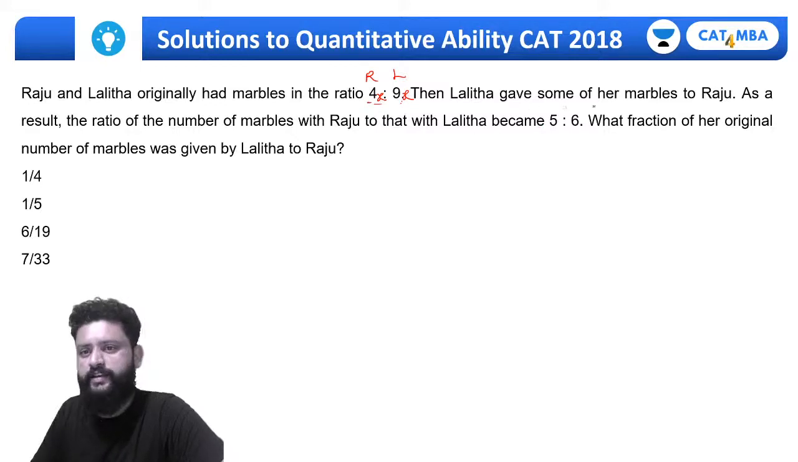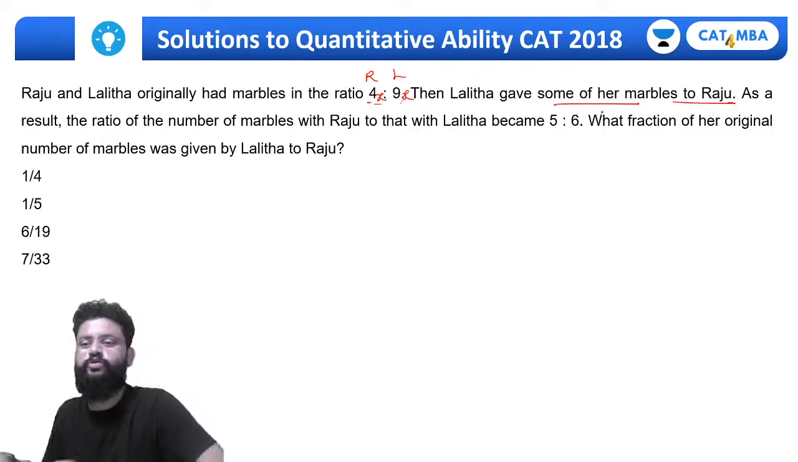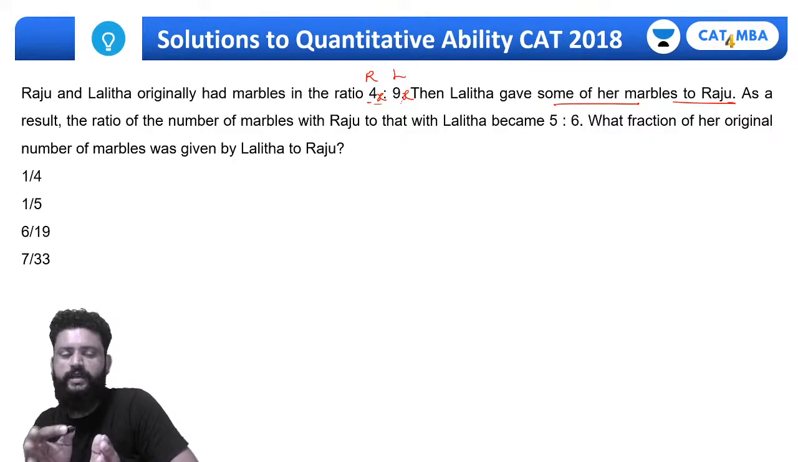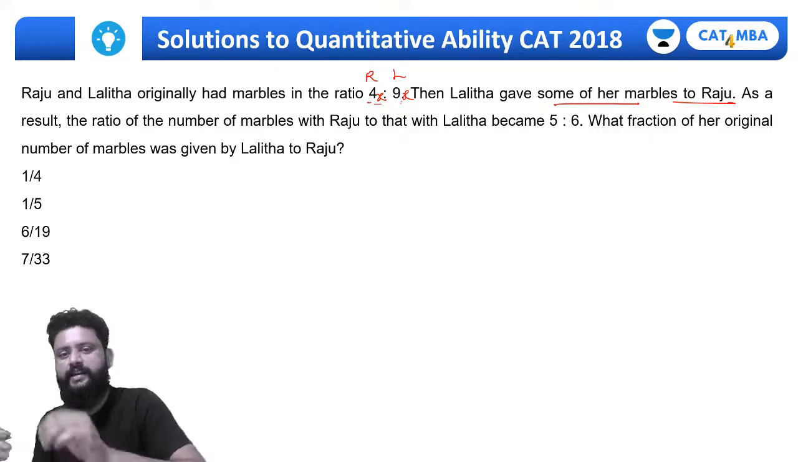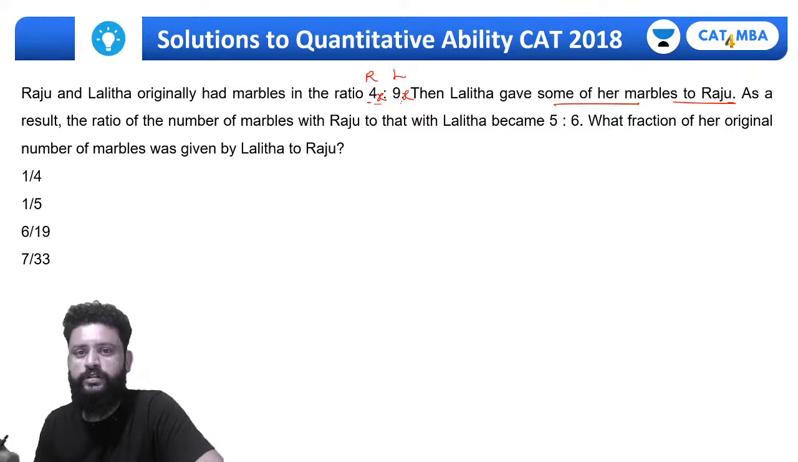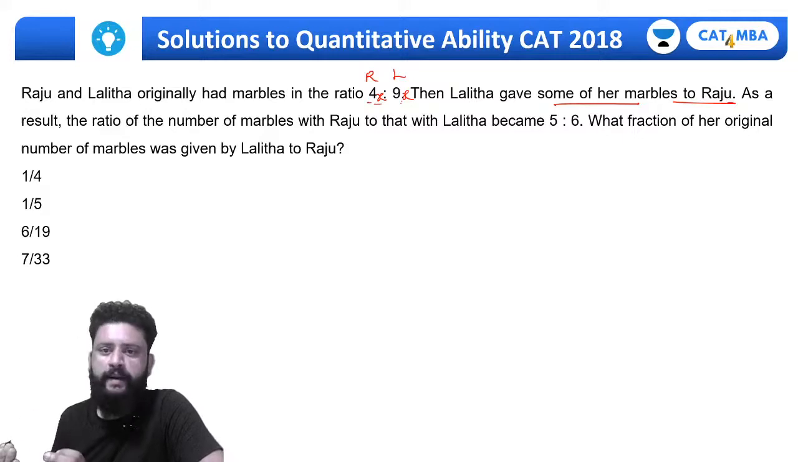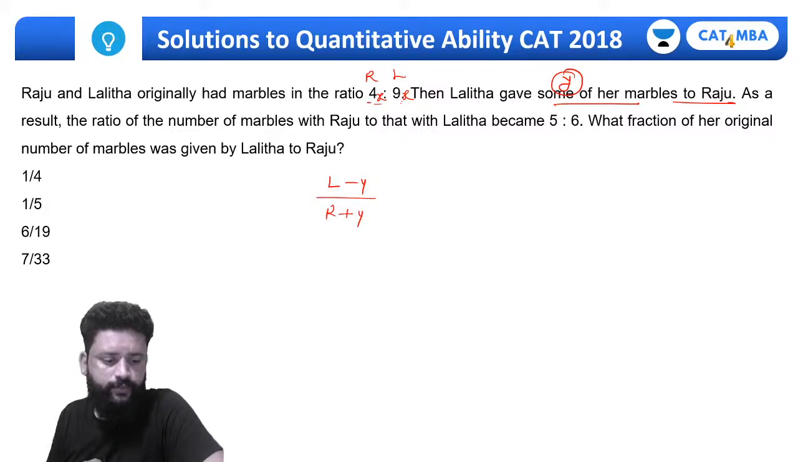Then after that Lalita gives some of her marbles to Raju. So definitely notice one thing, when Lalita gives her marbles to Raju, hers decrease and Raju's increase. The amount that is subtracted from her will be added to Raju. And we don't know the number of marbles. So let's say instead of some marbles I take y marbles given to Raju. So definitely now Lalita had a total of 9x, so 9x minus y for Lalita and 4x plus y for Raju. This will be the new ratio.